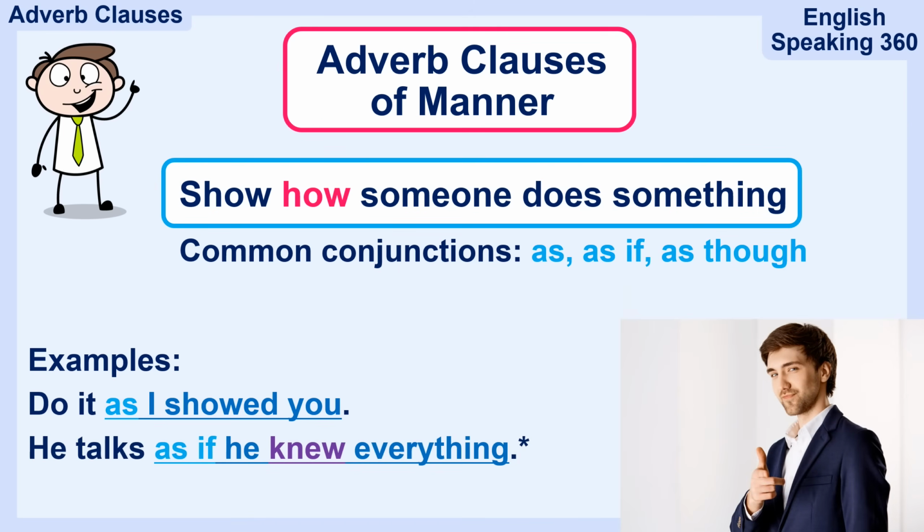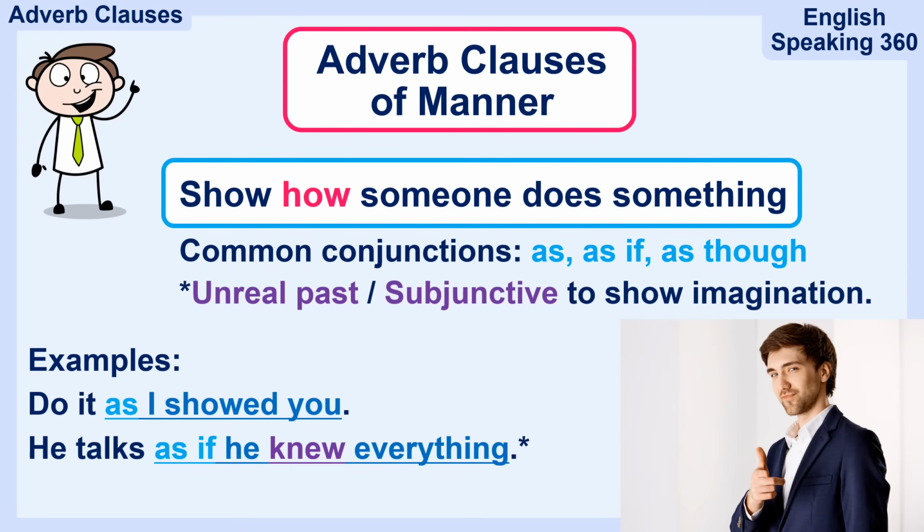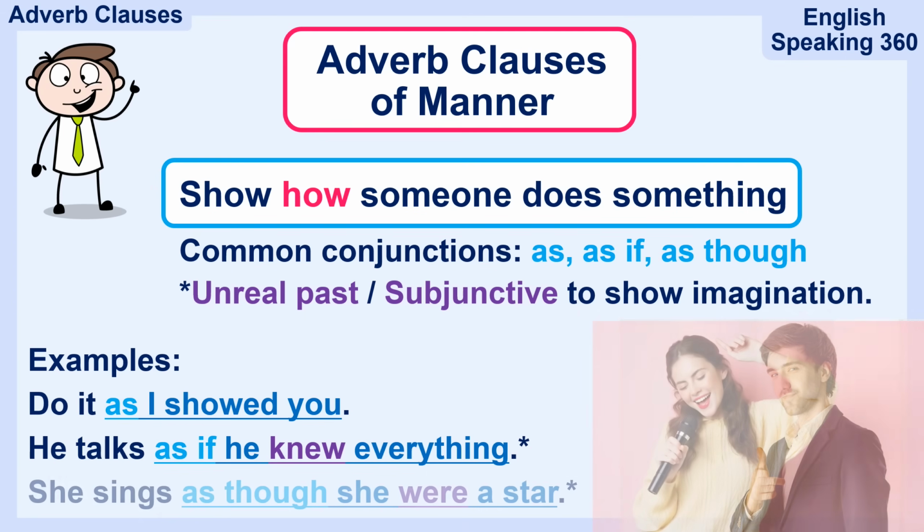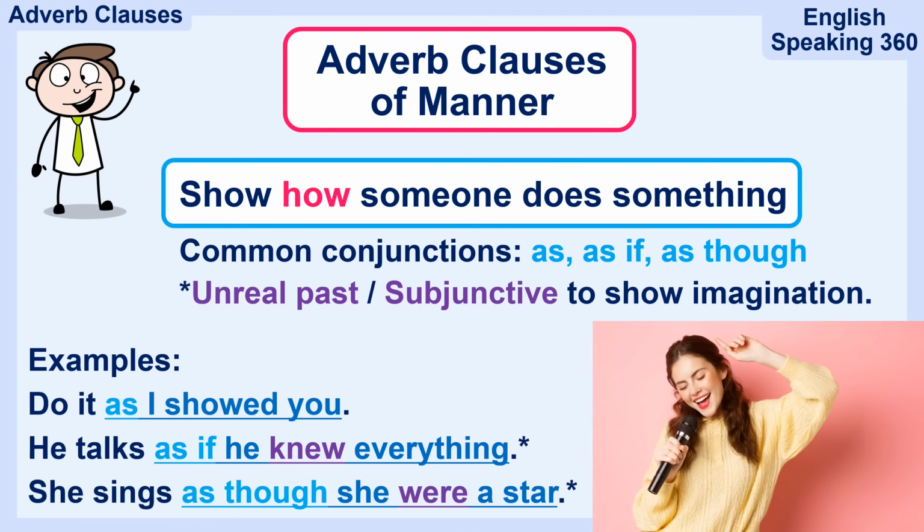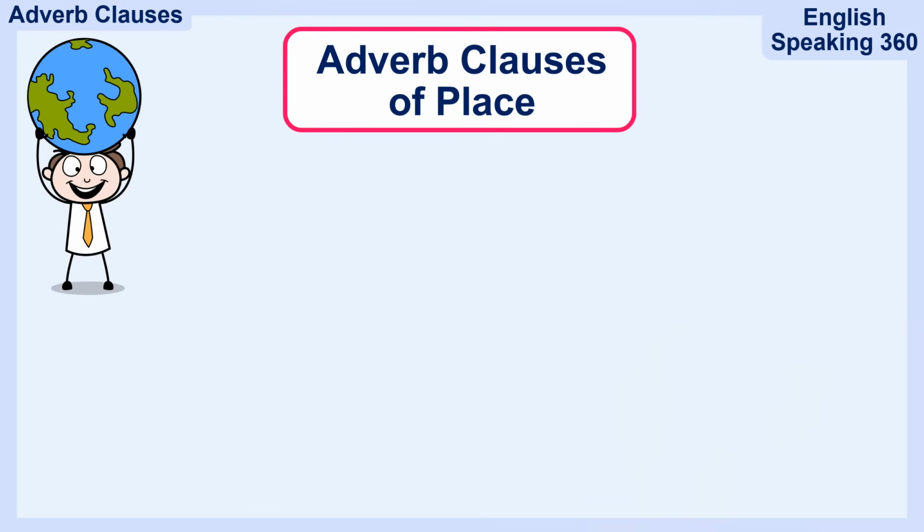Now watch out here. There's a special case. He talks as if, that's great, as if he knew everything. What's the problem here? Here, we use the unreal past to show imagination, because that guy does not know everything. That's why we use the unreal past, knew. She sings as though she were a star. In this case also, she's not a star, so we use it to show imagination, and here, the verb were is a subjunctive.